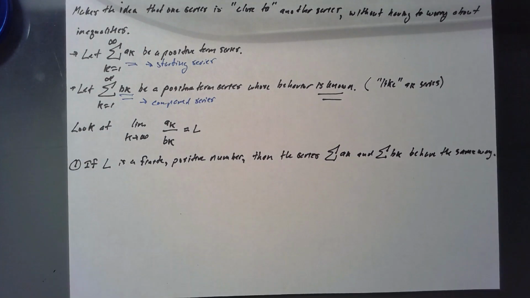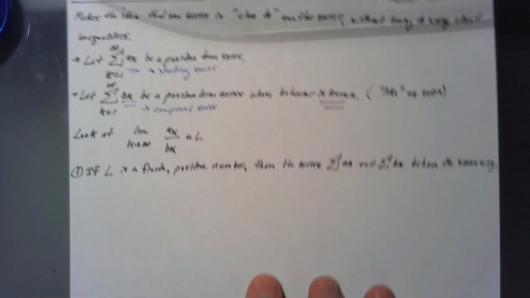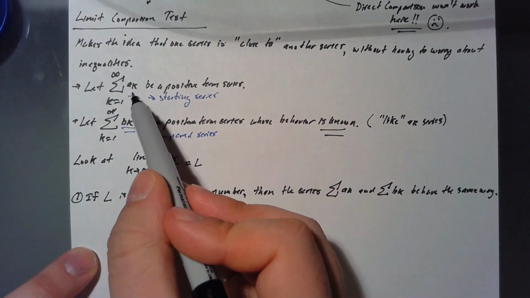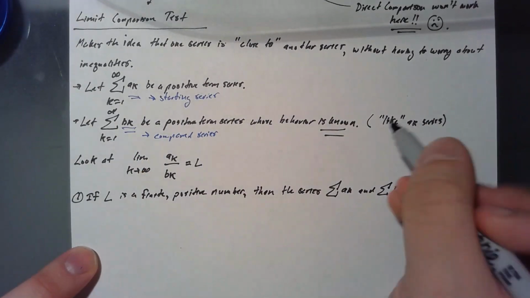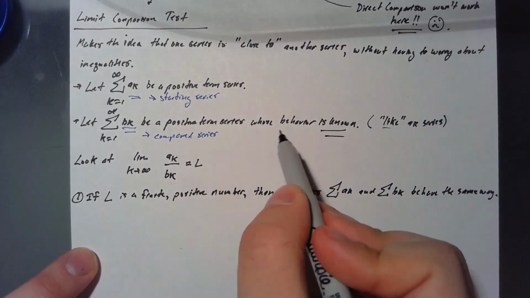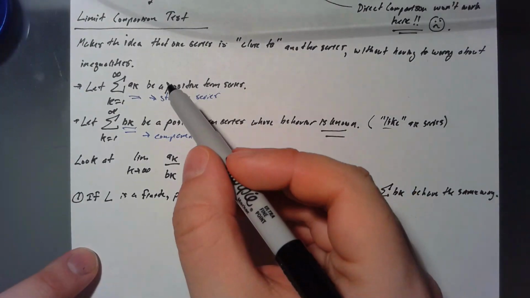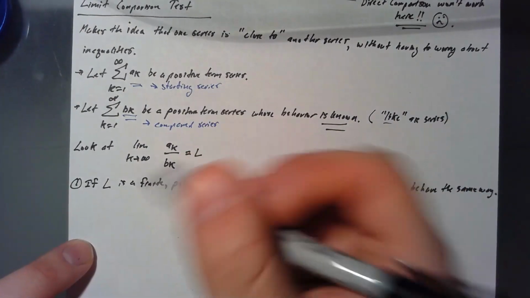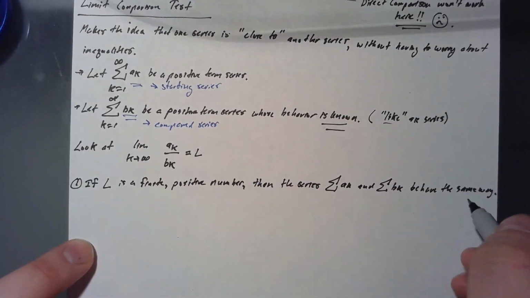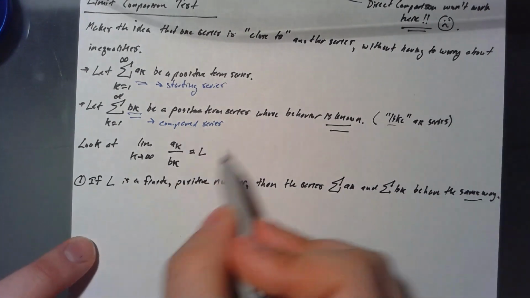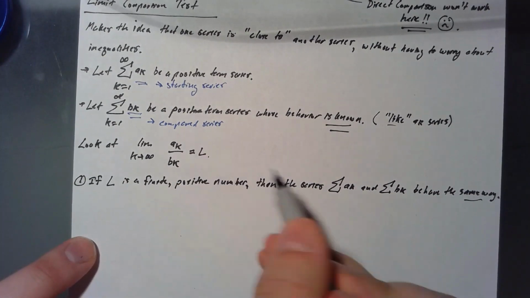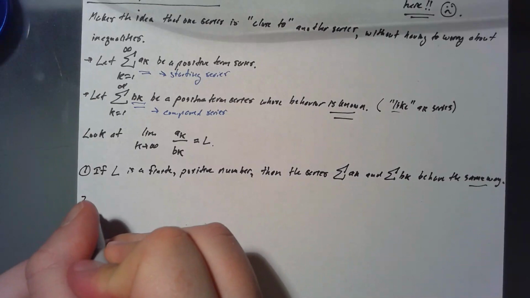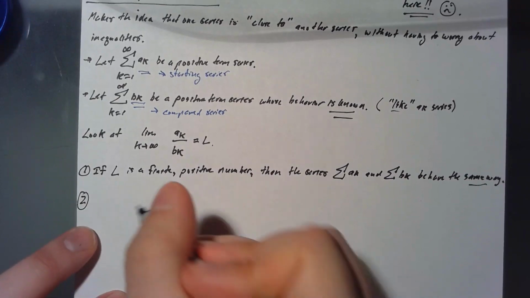So what do I mean by that? If the series I started with is compared to the like series, and this like series converges, then the series I started with will also converge. If this one diverges, then the series I started with will also diverge. They behave the same way. That's if this limit is a positive finite number.